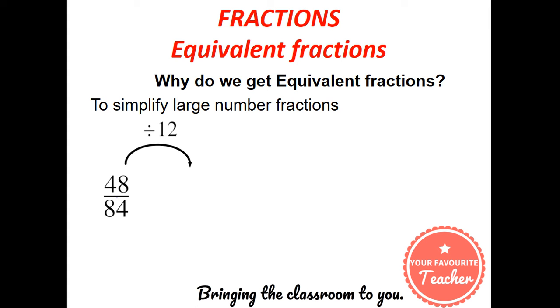We could, however, have divided 48 by 12 immediately. Similarly, 84 could have been divided by 12, and we could have gone immediately to 4 over 7. This is using the highest common factor of both 48 and 84. So if we are ever asked to simplify a fraction, we try to get the highest common factor of both denominator and numerator, and we divide the two numbers.